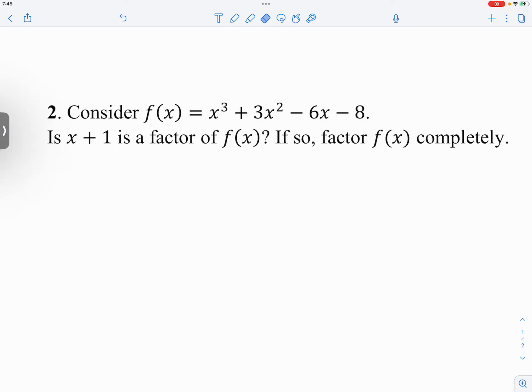It says, is x plus 1 a factor of f of x? So it's like, is 3 a factor of 18? And we say, well, we'll see. Okay, let's find it out. And we go ahead and find it out through division to see if there's a remainder. If there's a remainder, then we say, oh okay, it's not. But if there's no remainder, then we say, cool.